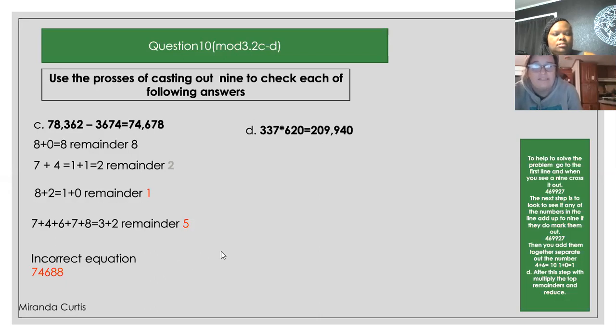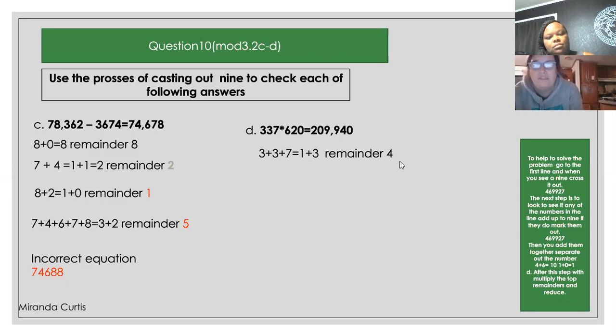Now we're going to look at D. Now multiply. It's going to be the same principle. The only difference is with our remainders, we're going to multiply. So we have 337 times 620 equals 209,940. So first we're going to look at the first two. Any of them equal 9? No. So we're going to go 3 plus 7 equals 13. It's a two-digit number, so you have to separate and add it.